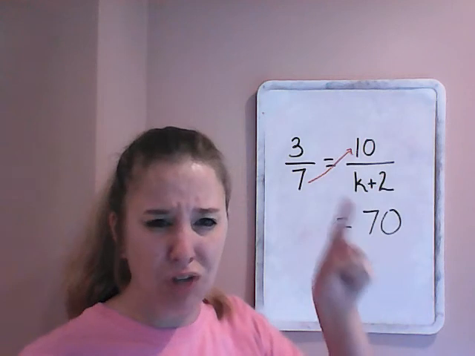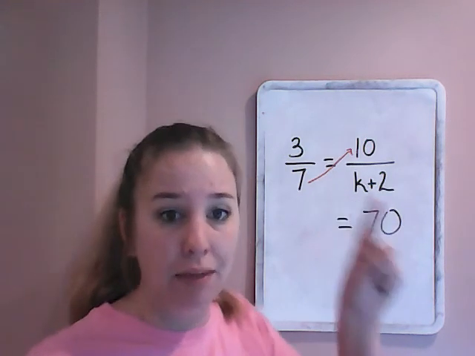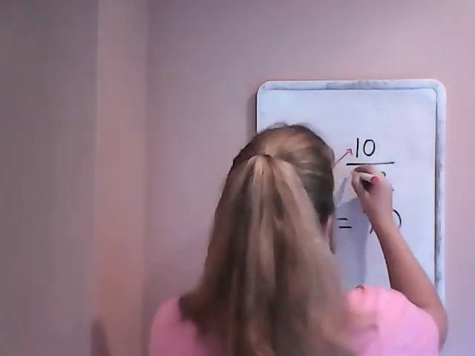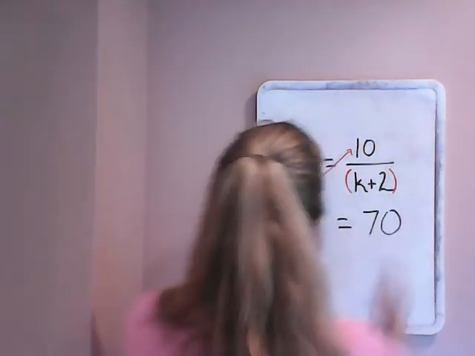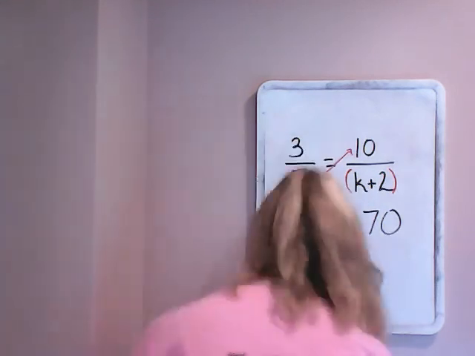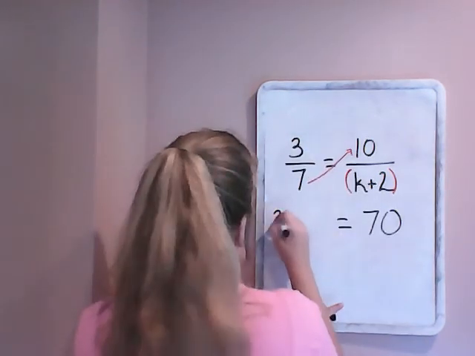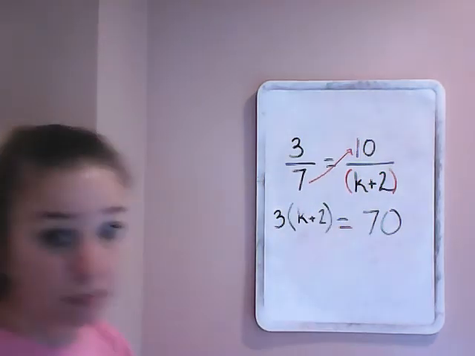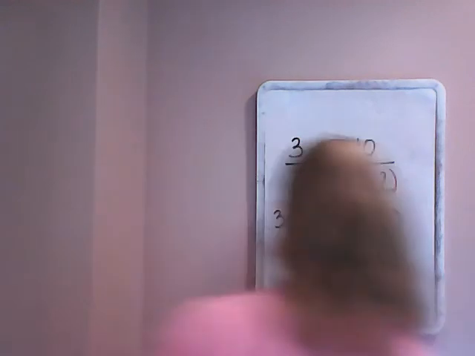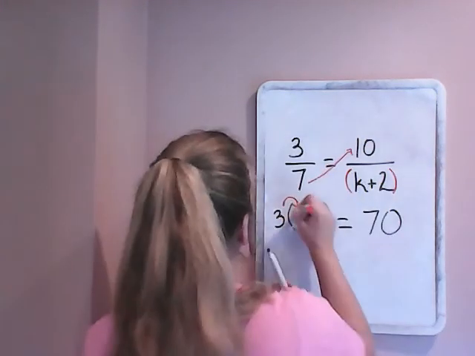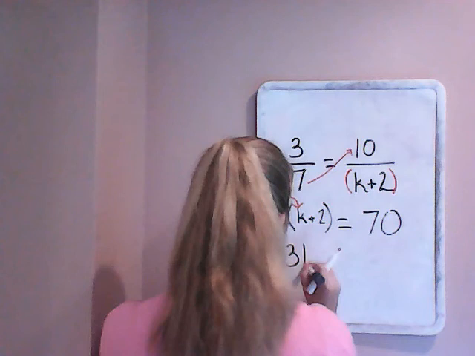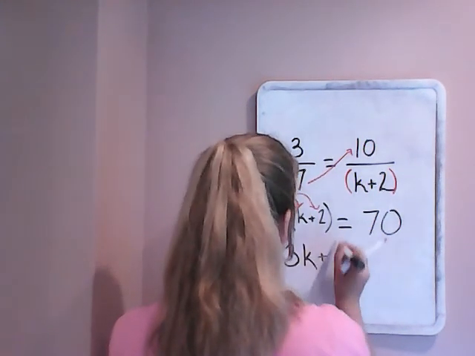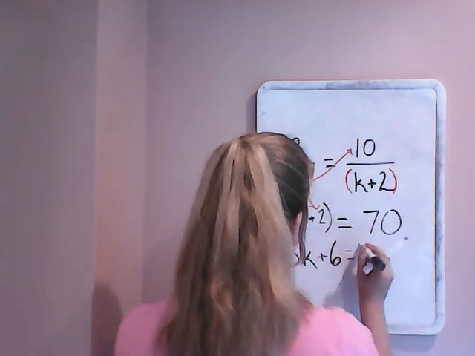And when we're talking about whole things in math, when we're talking about a quantity, you can kind of picture parentheses around it, right? Because it's 3 times the whole thing. So what you're going to want to put is 3 times the whole thing. Yeah? Now we have to do a distribution. 3 times k is 3k. 3 times 2 is a positive 6, which equals 70.